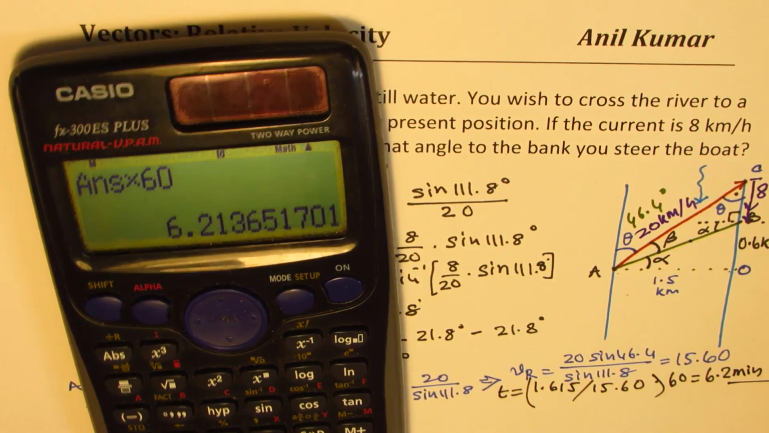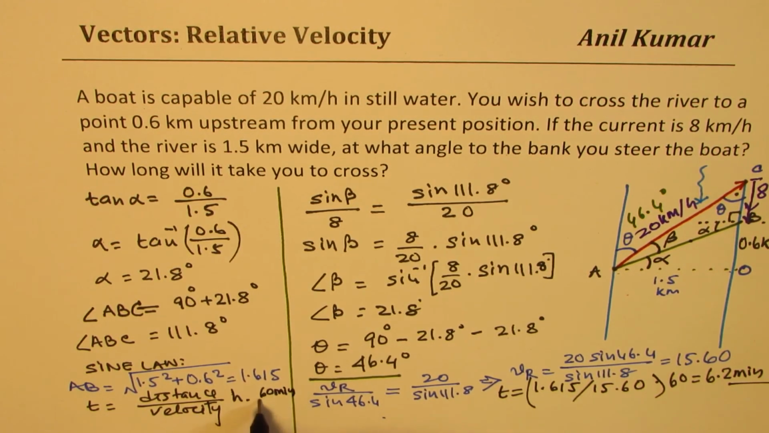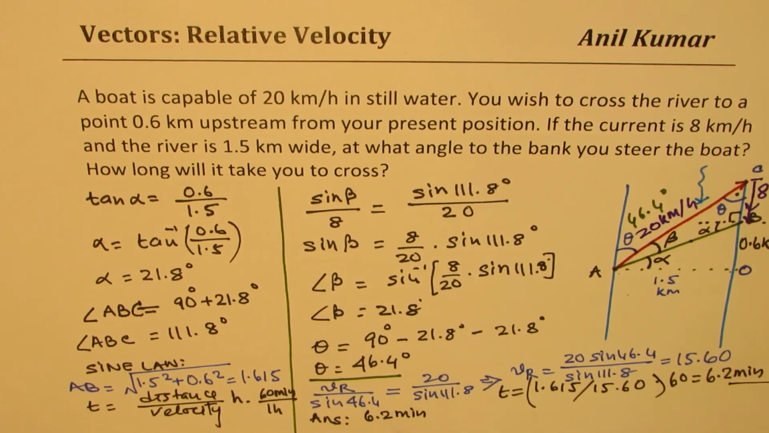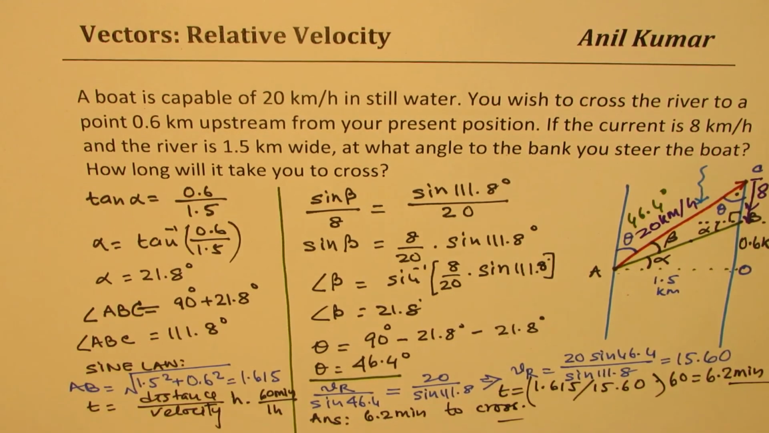Is it clear to you, right? So this time will be in hours, and what we did was that since we know there are 60 minutes in an hour, we multiplied by 60 to get our answer. So our answer is 6.2 minutes, right? So we get our answer that it will take 6.2 minutes. Now you could also write this in minutes and seconds if you wish to, right? So we get 6.2 minutes to cross. Okay, so this is kind of approximate because we did some approximation.